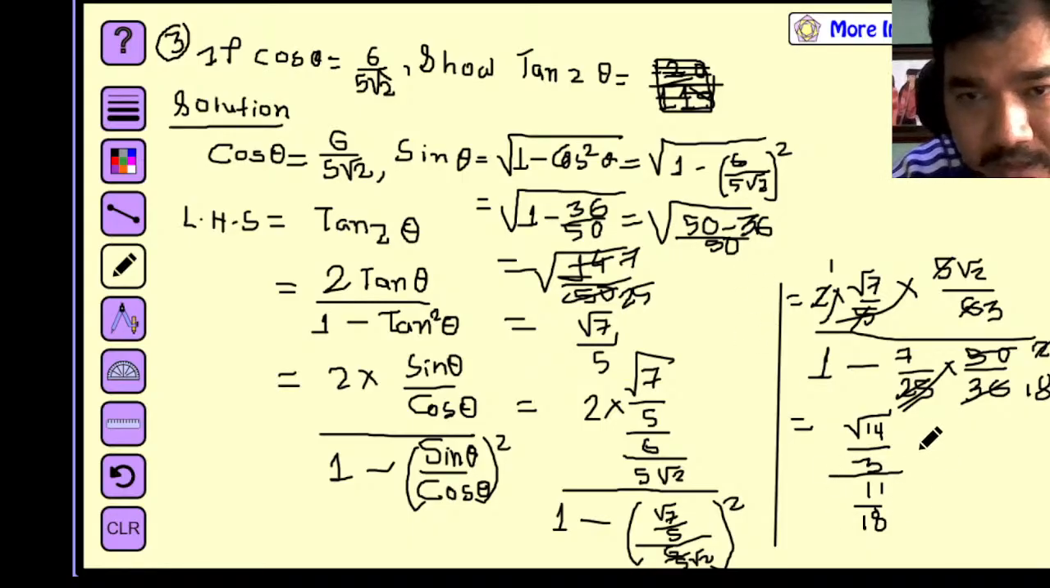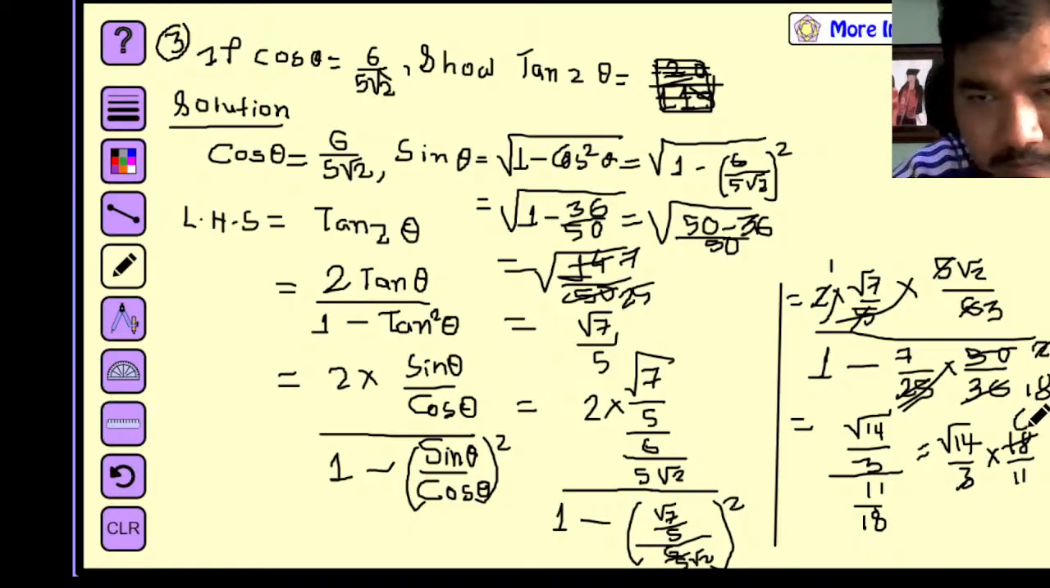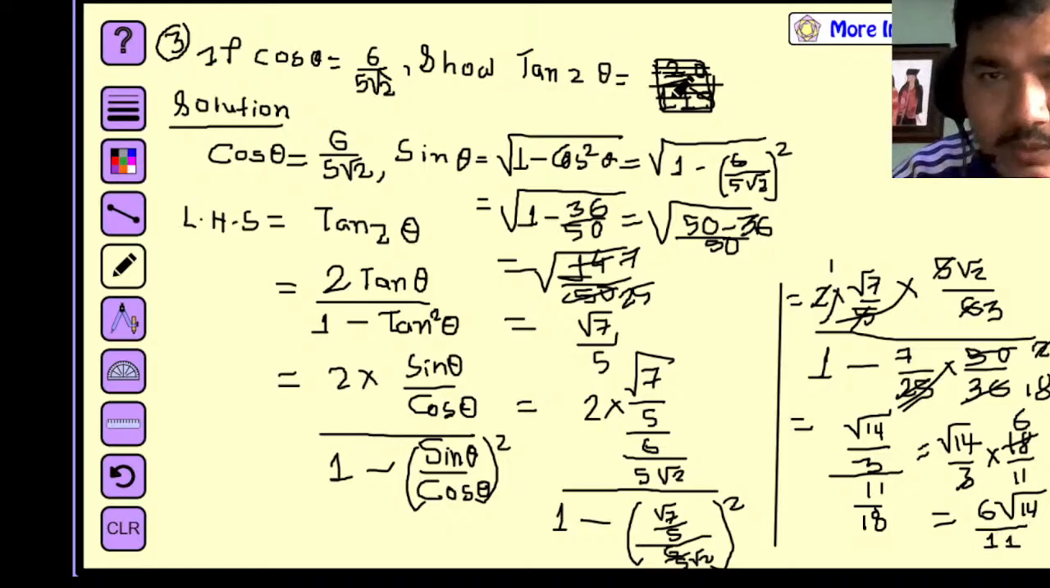Write this side like this. Square root 14 will be up and down will be 3, and then we can write here 18 up and down there is 11, right? Like this reciprocal, we can cancel this. 3 1 is 3, 3 6 is 18. Then the answer comes here: 6 square root 14 up and down 11. This is the result that we need to prove here.